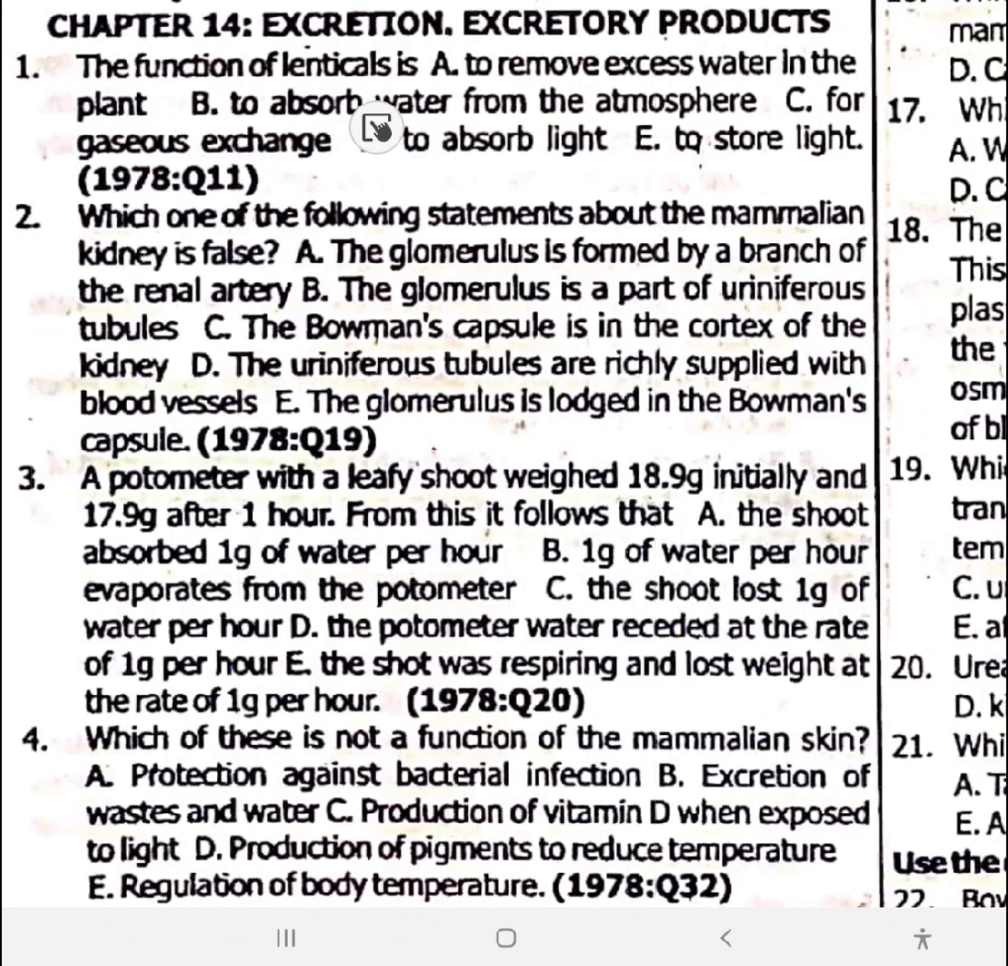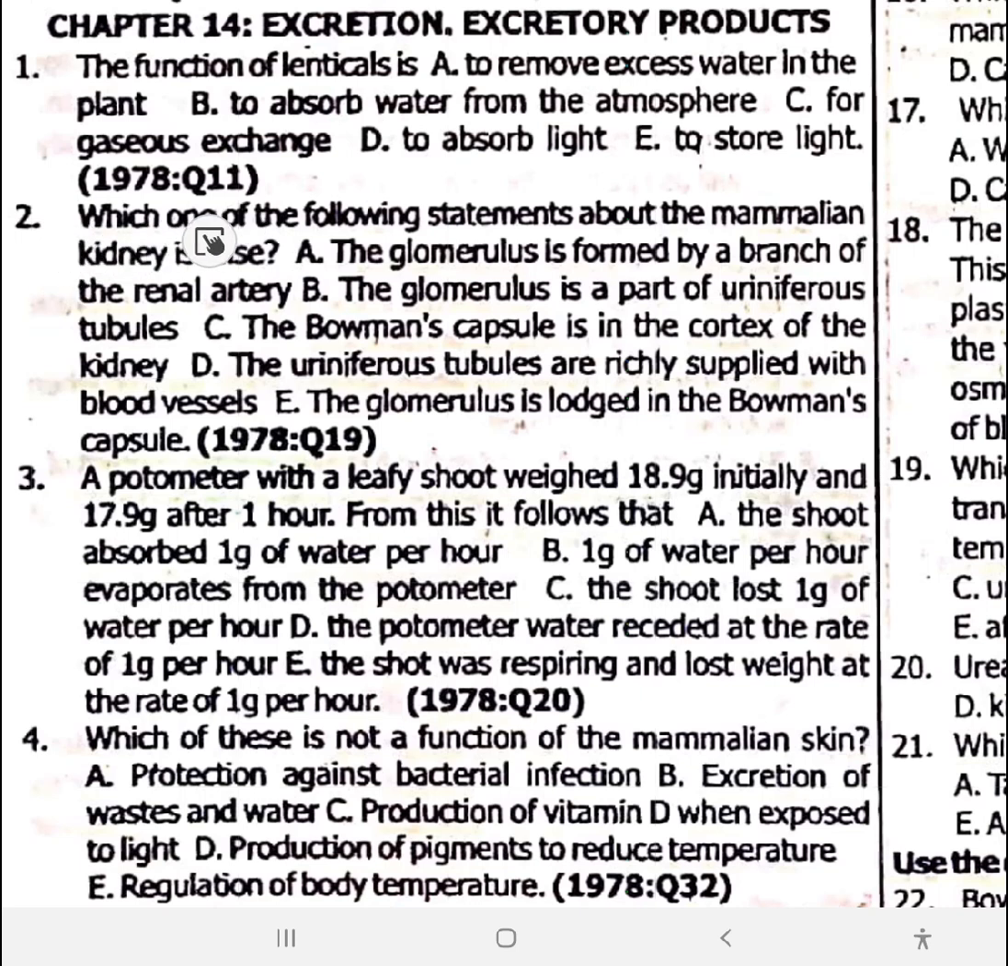We are going to treat questions on excretion and excretory products. Number one, the function of the lenticels is to remove excess water in the plant, right? Through the stem, stomata, and through the leaves. That's the first point I want you to jot down.